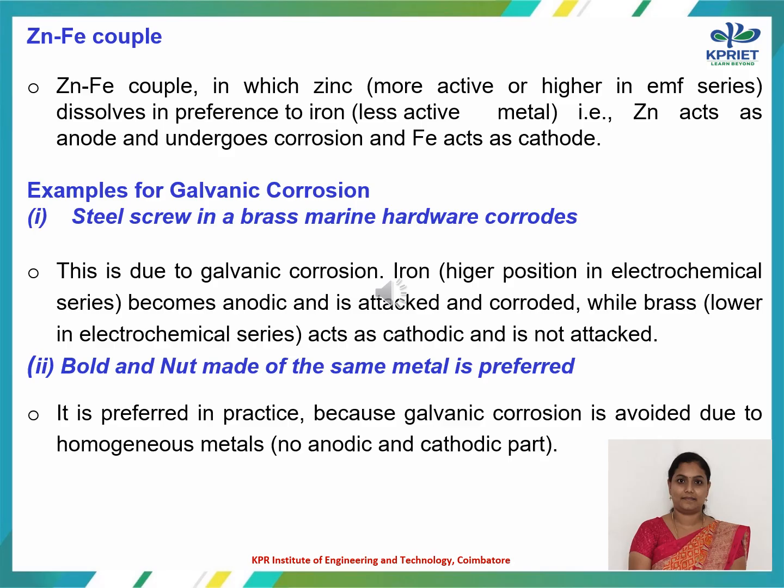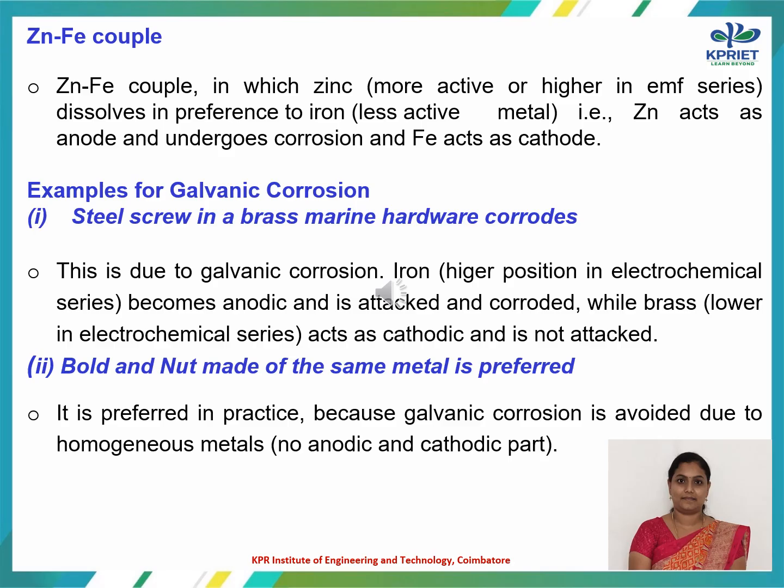A practical example of galvanic corrosion is a steel screw in brass marine hardware, which undergoes galvanic corrosion. This is due to the reason that iron, which lies higher in the electrochemical series, behaves as anode and is attacked and corroded, while the brass, which lies lower in the electrochemical series, having more electrode potential value, behaves as a cathode. Thus, galvanic corrosion occurs.